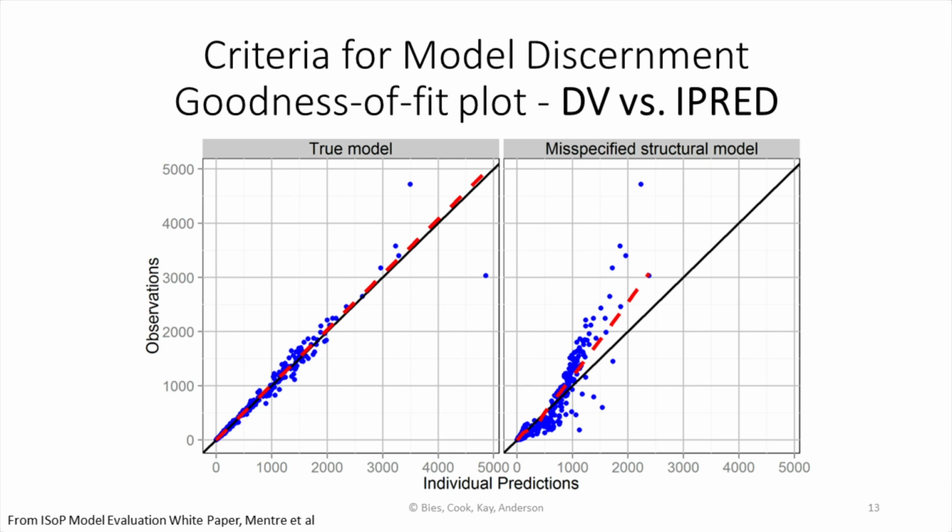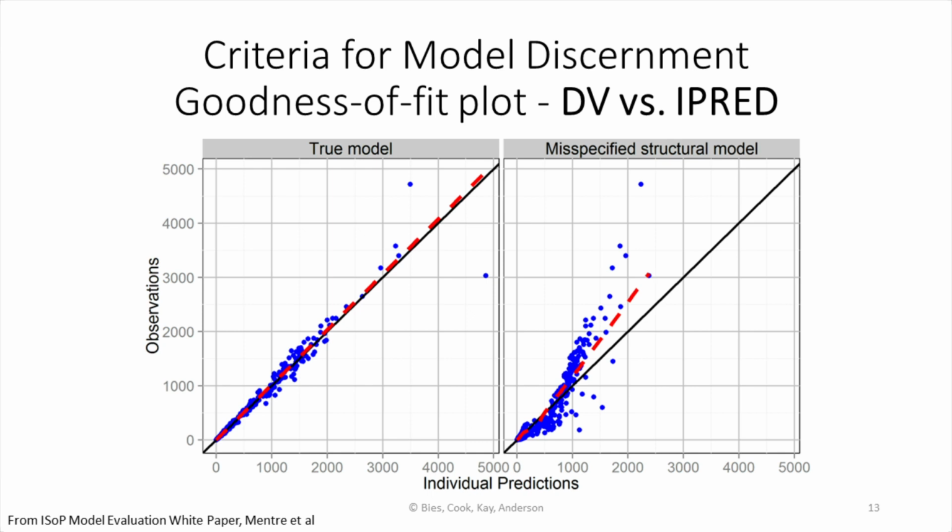So here we have an example of the IPRED versus dependent variable plot for the true model, and the IPRED versus dependent variable plot for a misspecified model. And again, this comes from the ISOP model evaluation paper, Montre et al., CPT-PSP. And you see that on the left with the true model, we have a line of identity. The locally weighted regression line follows that closely. The points are very tightly distributed around that line of identity for the true model.